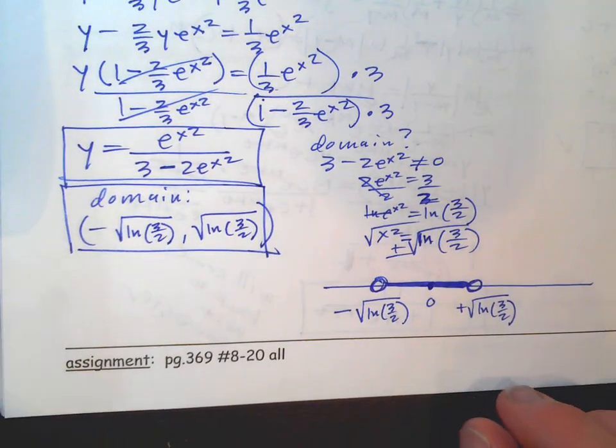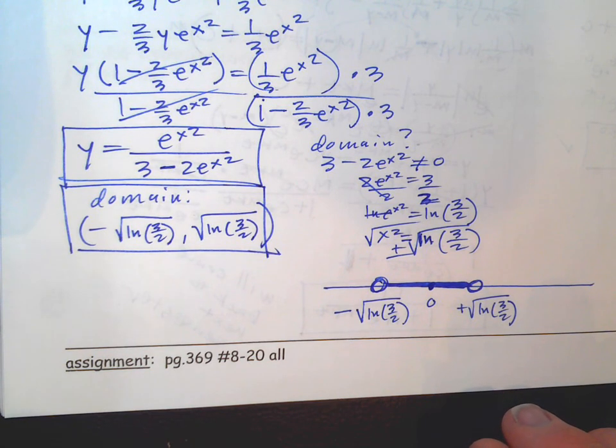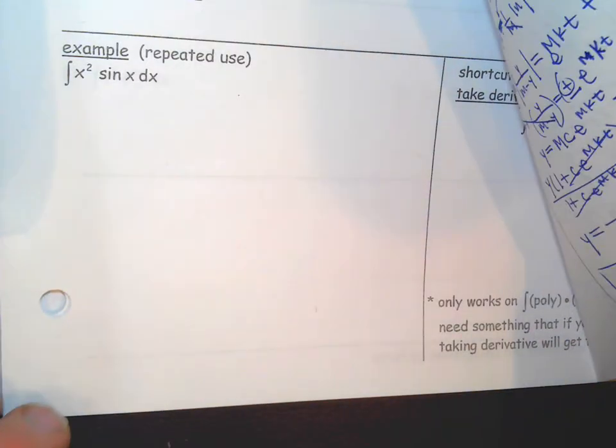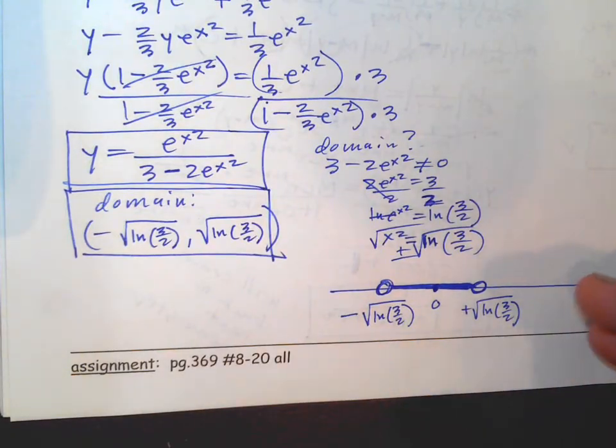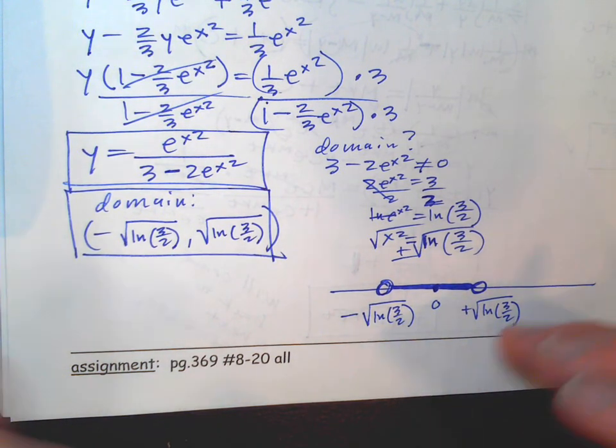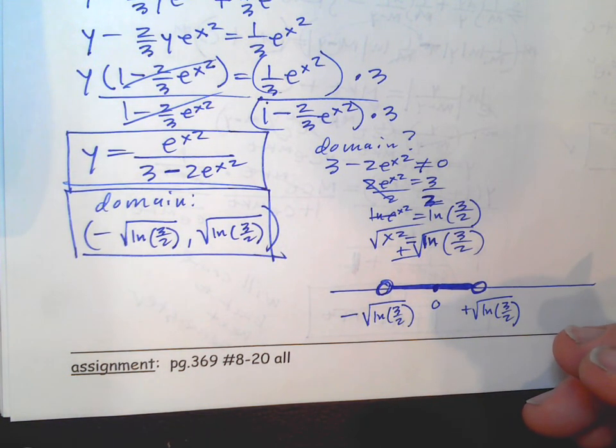Okay, assignment, page 369, 8 to 20 all. Check your odds in the back of the book. I'll post the evens if I have them available, and try these problems. Mostly today is a review of solving differential equations, but also using some of our new integration techniques, partial fractions, etc. Everything's fair game. So try it out.